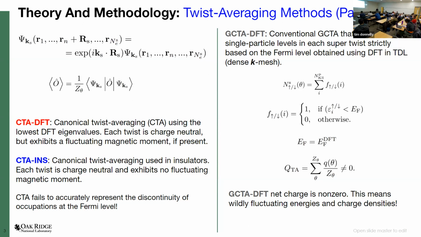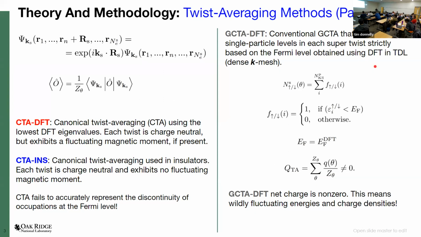However, the problem with these CTA schemes is that they fail to accurately represent the discontinuity of occupations at the Fermi level. And to address that, grand canonical twist averaging was introduced some time ago. Here we call it GCTA DFT. This is the conventional GCTA that will occupy the single particle levels strictly based on the Fermi level, where the Fermi level is obtained at the thermodynamic limit.